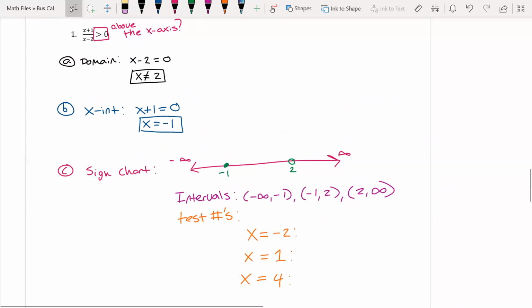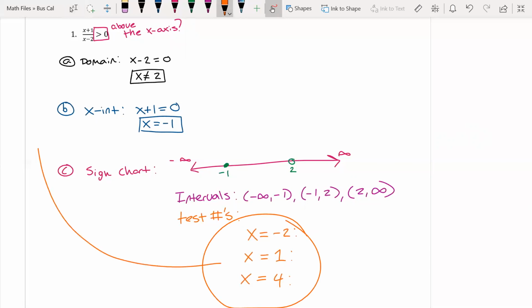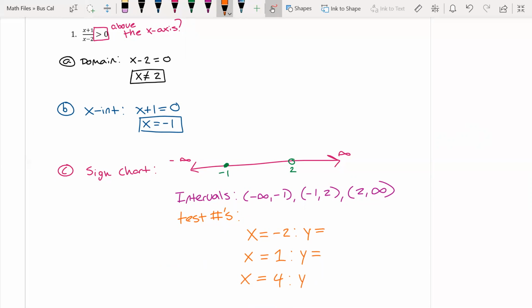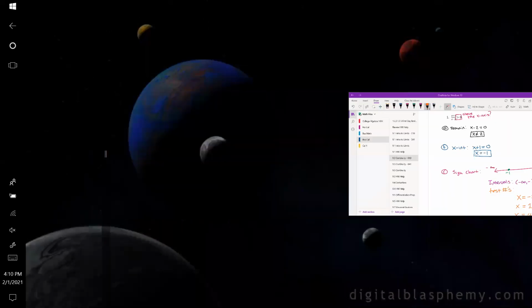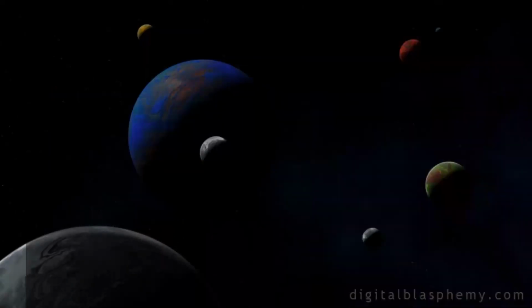All right. So what we're going to do next is take all these x values and plug them into this function. And all we're really going to care about is the sign of the output, whether that output is positive or negative. So I'll say y equals, y equals, y equals. And to make quick work of plugging these numbers in, I'm going to use this Desmos program I always talk about.